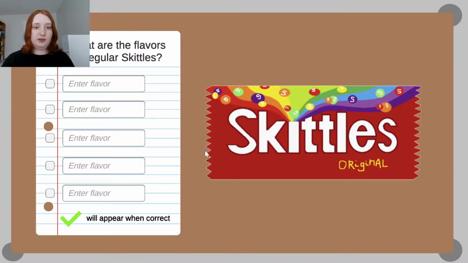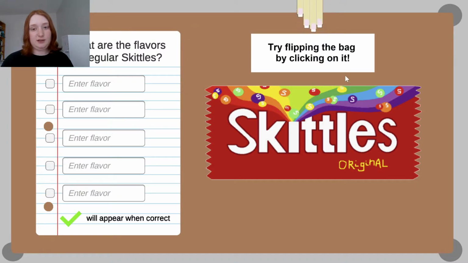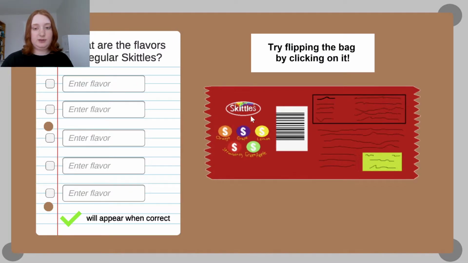So this first screen here, students are asked to identify the flavors of regular Skittles, and a check mark will appear next to the box when they're correct. But if they do not enter a correct flavor within 15 seconds, a note is slid onto the desk here saying try flipping the bag by clicking on it. So when you do click on it, you can see on the back that all the flavors are listed.